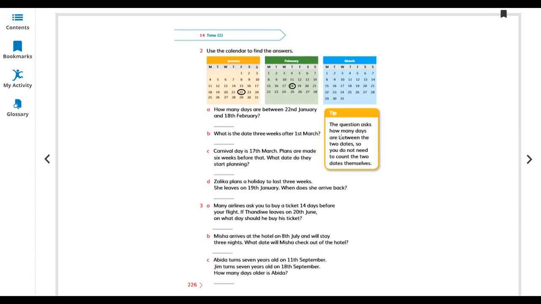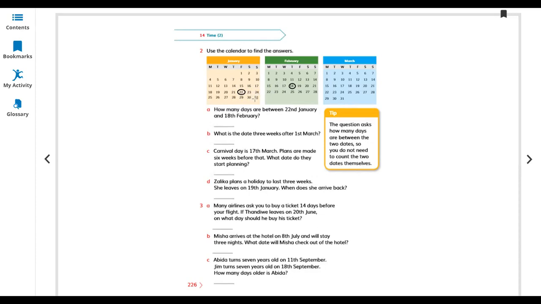Before solving, there is a tip. The question asks how many days are between. It means these 2 days, which I circled, we are not counting. We are counting after this and we stop before this. So you don't need to count the 2 days themselves. We need to count the ones in the middle.